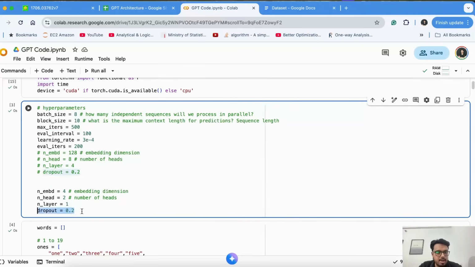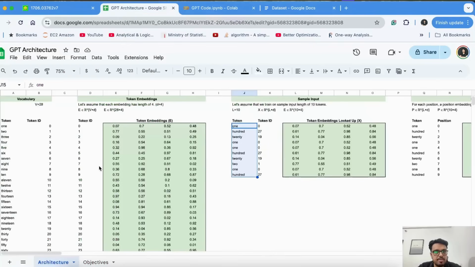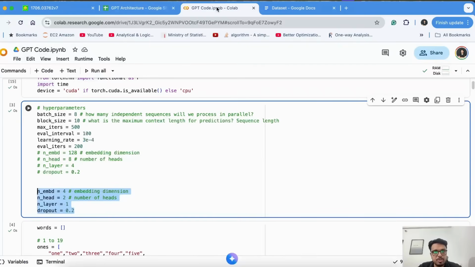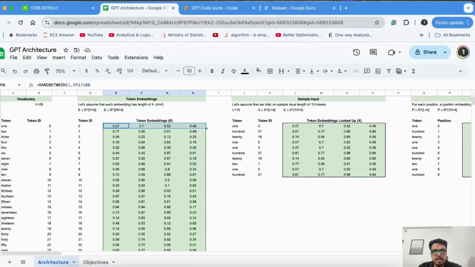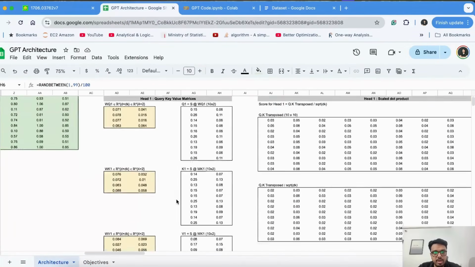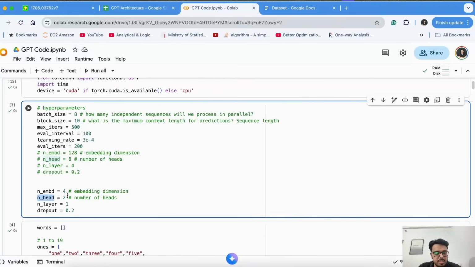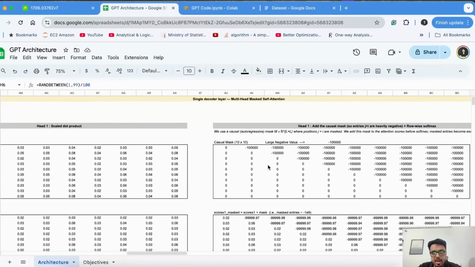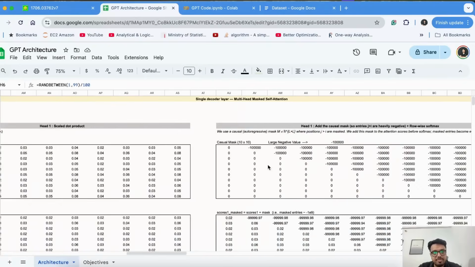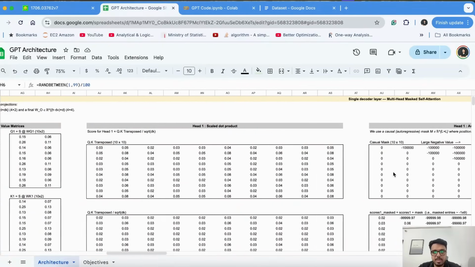A few other parameters that I want to talk about: n embeddings, which is effectively the embedding size. On the Google Sheets we assumed that each embedding has a length of 4, so that is what we will be keeping. Number of heads: we assumed 2, so we will keep it the same. Number of layers 1, because we had only one layer of attention plus feed forward.